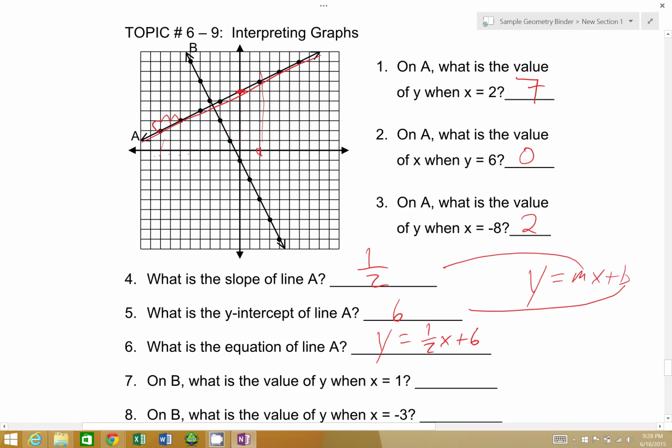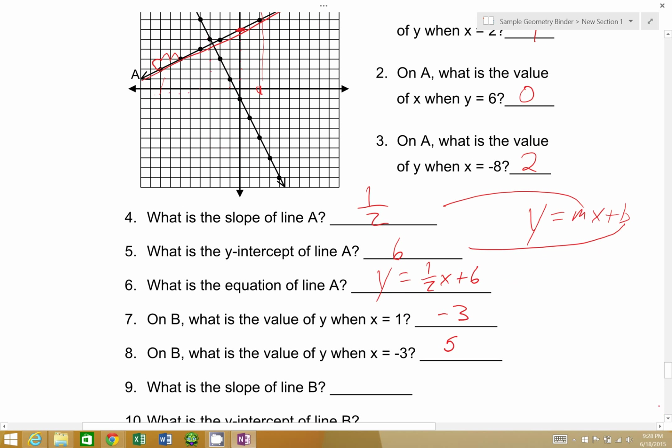Now, on line B, what is the value of y when x equals 1? Well, on this line over here, at 1, I go down 1, 2, 3, so it is negative 3. What is the value of y when x equals negative 3? So when x equals negative 3, I go back 1, 2, 3. It goes up 1, 2, 3, 4, 5. What is the slope of the line? Well, let's just pick these 2 points right here. You go down 1, 2, and over 1. Negative 2 over 1, or negative 2.